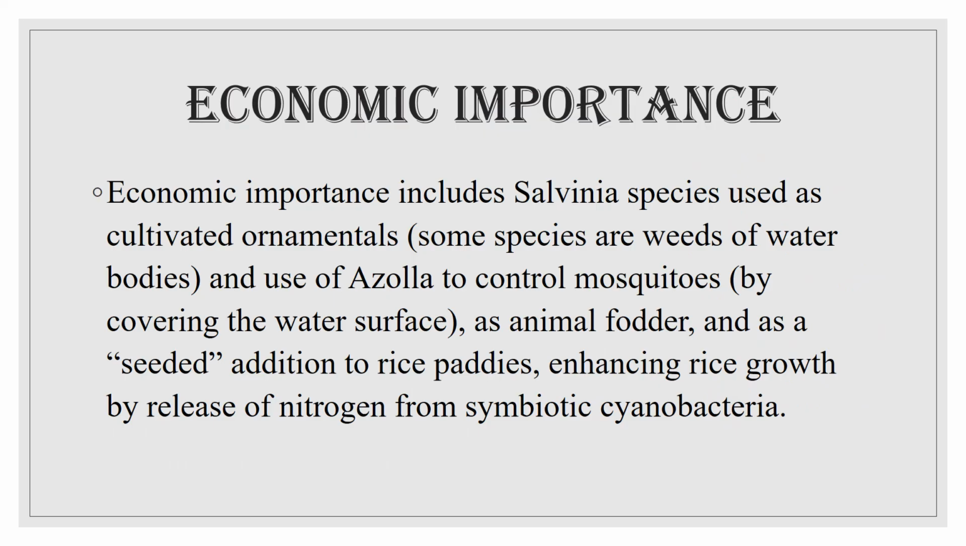And for the economic importance of the family Salviniaceae, it includes Salvinia species used as cultivated ornamentals. Some species are weeds of water bodies, and Azolla is used to control mosquitoes by covering the water surface. It is also used as animal fodder and as a seeded addition to rice paddies, enhancing rice growth by release of nitrogen from symbiotic cyanobacteria.